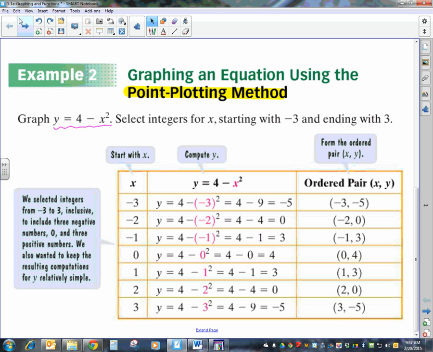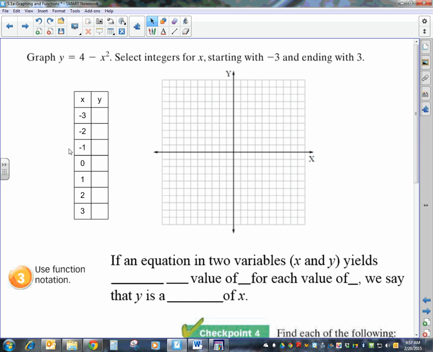So what I'm going to do, and this will be like the one you have to do for homework. You're given an equation, tells you to select the integers, so you go plug them in. And so when we plug in negative 3 earlier, we got negative 5. When we plugged in negative 2, we got 0. When we plugged in negative 1, we got 3. 0, we got 4. 1, we had 3. And 2, we had 0. And 3, we had negative 5.